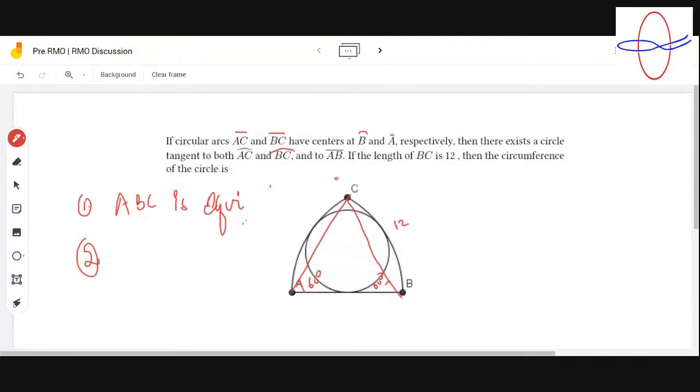What's next? So essentially, the length of BC is given to be 12. So not the arc BC, but this length BC. So all of them are 12. Okay, then what is the circumference of this circle? Can someone tell me now? How do you do the next step? I don't think the arc length has length 12. I think BC means the length of the segment.